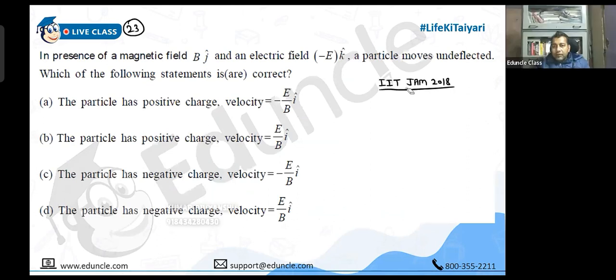Lots of questions are there from electricity magnetism. Tomorrow also we will continue with electricity magnetism. Still some part is pending. Electromagnetic waves and all.